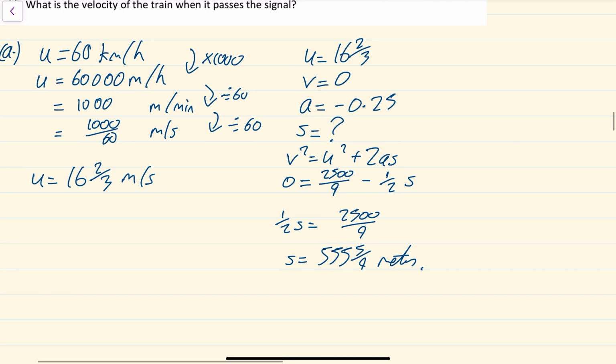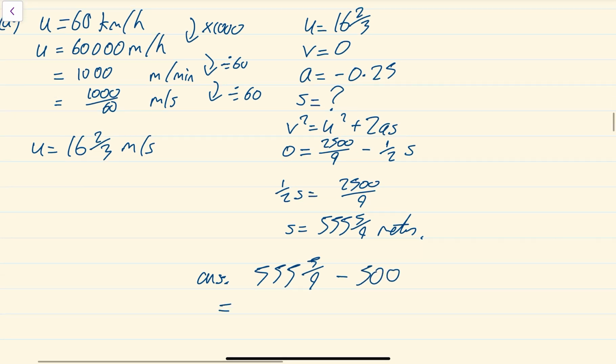Okay. So he sees a red signal 500 meters ahead and immediately applies the brakes so that the train decelerates at that rate. How far is he from the signal when he comes to a halt? He's actually gone past, he's overshot the signal. So your answer is 555 and 5/9 minus 500. I thought he was going to come to rest before, but he doesn't. So that's that many meters after the signal. Okay, and that is it.